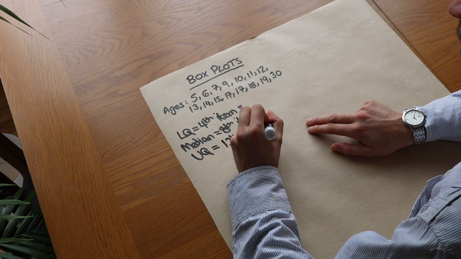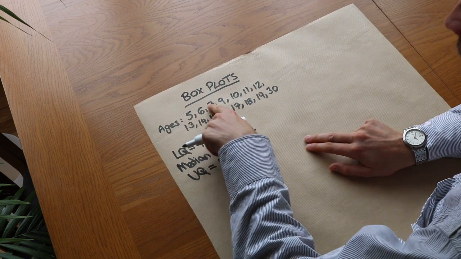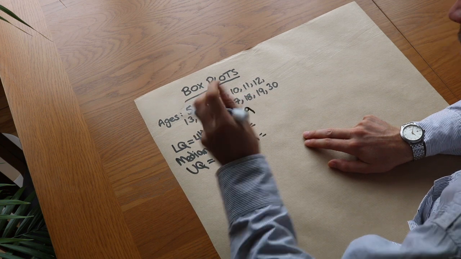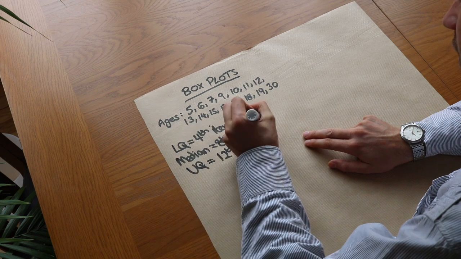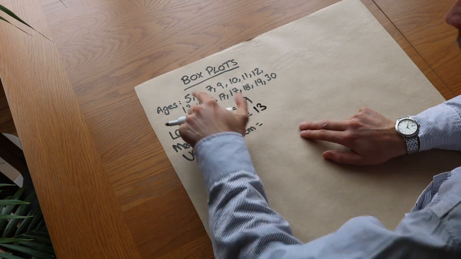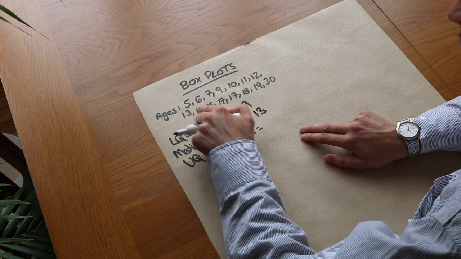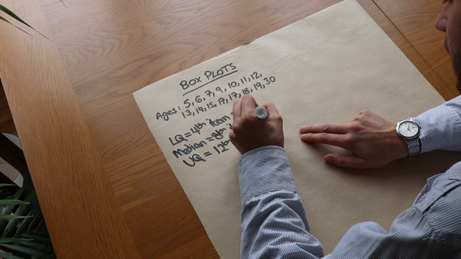So if we read those off, the 4th item, 1, 2, 3, 4, was a 9-year-old, and then the median is the 8th item, 1, 2, 3, 4, 5, 6, 7, 8, 13, and then the 12th item, 1, 2, 3, 4, 5, 6, 7, 8, 9, 10, 11, 12, is 17.